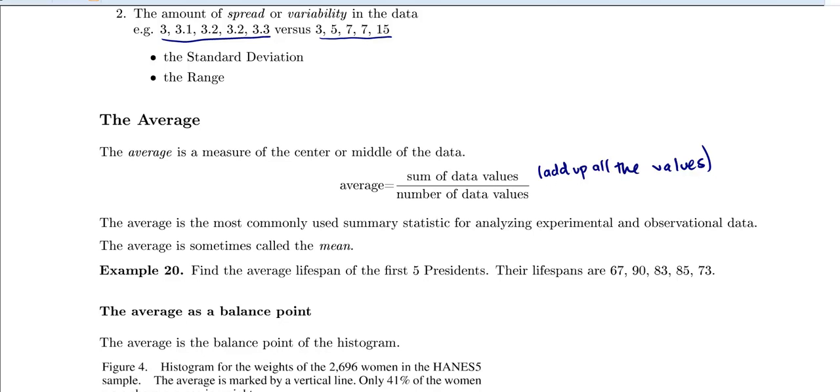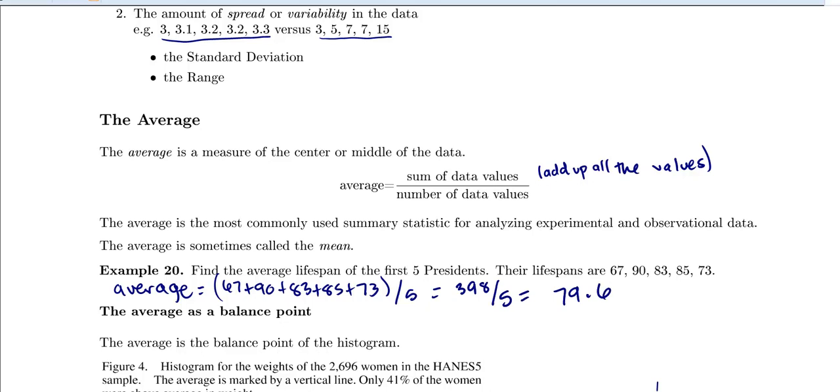So example 1, find the average lifespan of the first 5 U.S. presidents. Their lifespans are 67, 90, 83, 85, and 73. So what I have to do is add up all the values. So 67 plus 90 plus 83 plus 85 plus 73, and divide by how many there are. There are 5 of them. So if I add those up, that ends up being 398 divided by 5, which is 79.6. So the average lifespan is 79.6 years.